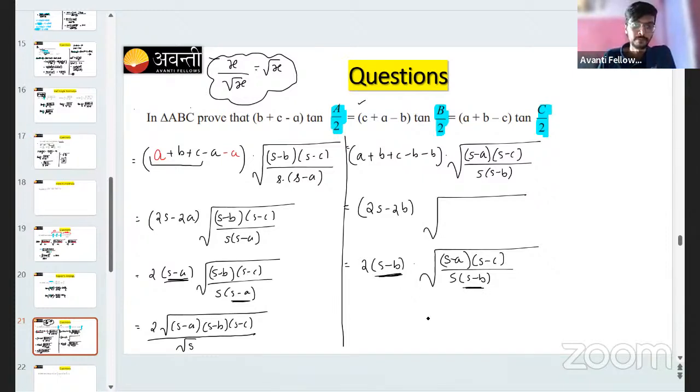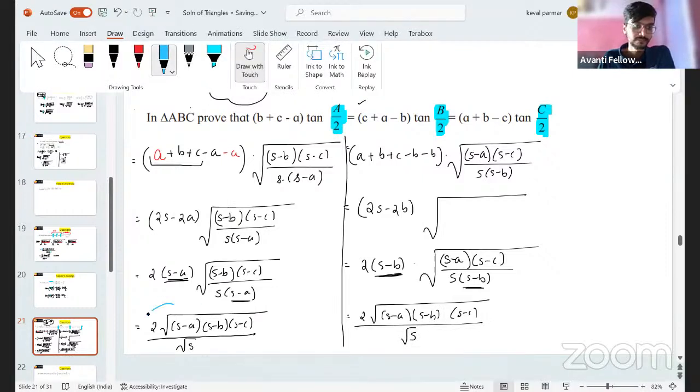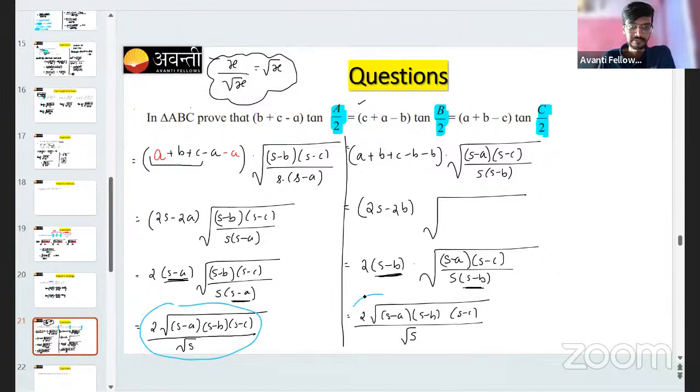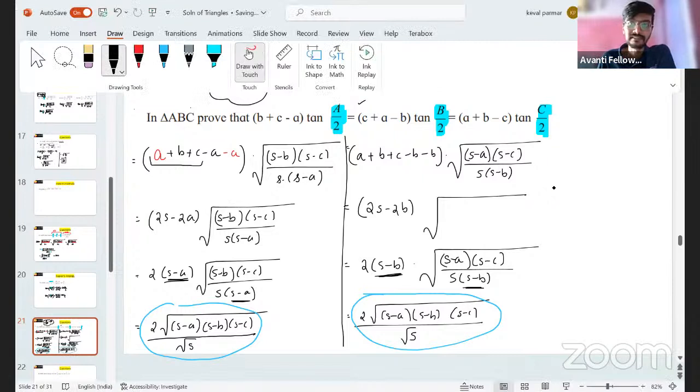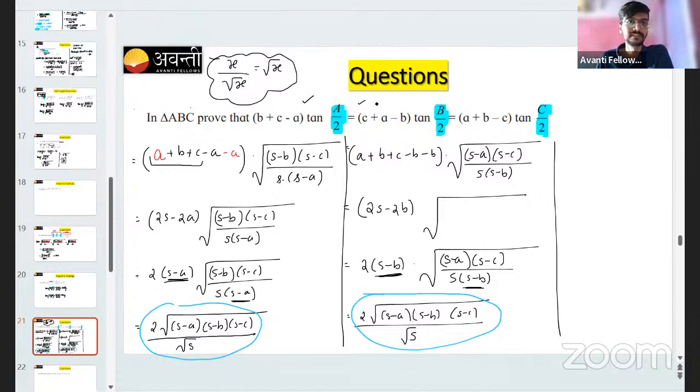Same thing will happen. This S minus B and under root of S minus B will cut and give me root of S minus B. So that means I can write it as under root of, what was already there? S minus A and S minus C. What has come now? S minus B upon under root of S. As you can see, these both are equal. Both are equal. What does that mean? That means this is equal to this. Now I told you I am not doing the third one. You can try the third one yourself.